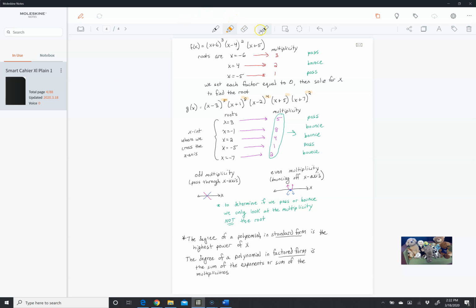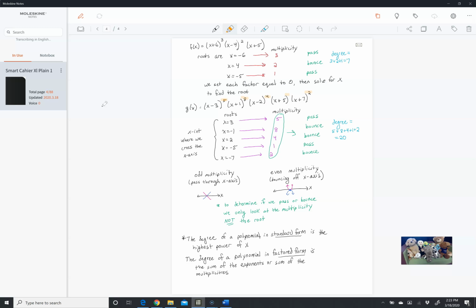Here's what that means. Let's just use f of x and g of x. The degree is equal to 3 plus 2 plus 1, or 7. The degree here is equal to 5 plus 8 plus 4 plus 1 plus 2, which in this case is 20.